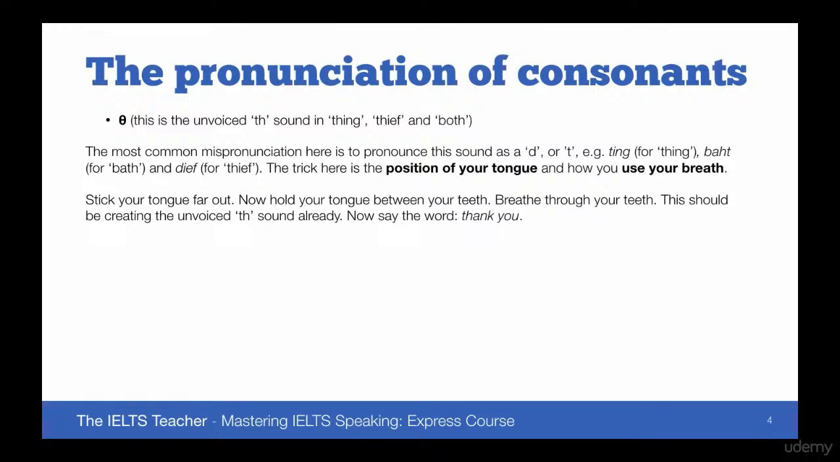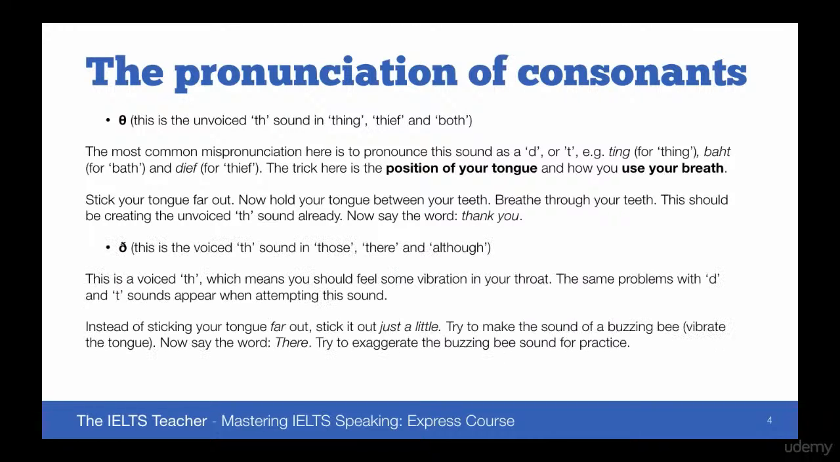Often appear when people attempt this sound. Instead of sticking your tongue far out for this one, try sticking it out just a little bit, and then imagine the sound of a buzzing bee. This will help you to vibrate your tongue. And now say the word there. So what you should notice is that the tongue is just a little bit out of the mouth, but still between the teeth, but not clamped quite so hard because you need that room for vibration. And then think of the buzzing bee and you'll have that th sound. And we'll say the word there.